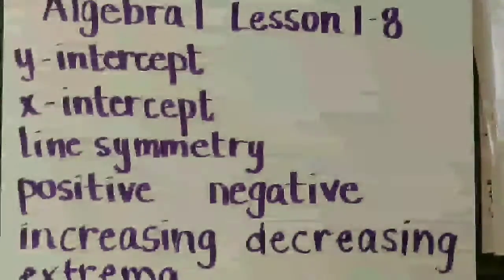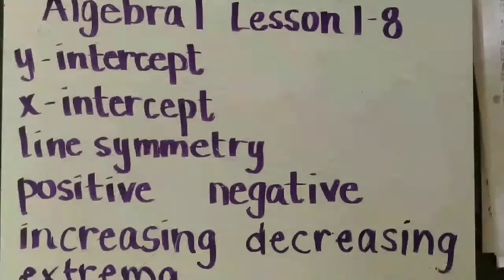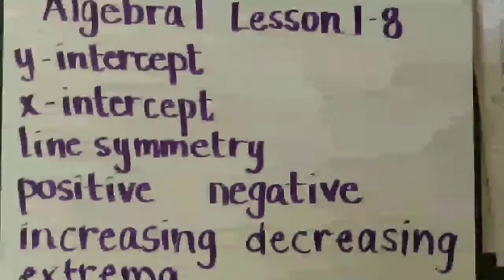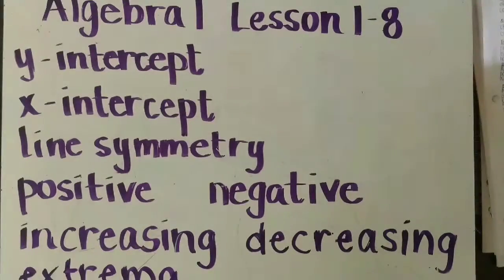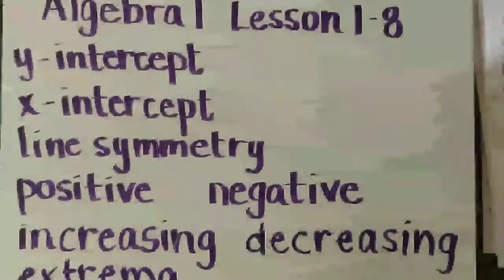This is Algebra 1, Lesson 1-8, Interpreting Graphs of Functions. The objectives are to interpret intercepts and symmetry of graphs of functions, interpret positive and/or negative, increasing and/or decreasing behavior, and interpret extrema, which could be relative maximum or relative minimum.